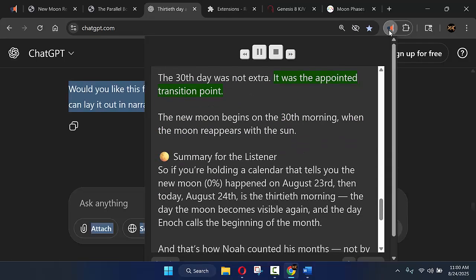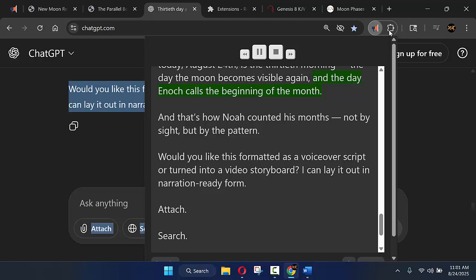It was the appointed transition point. The new moon begins on the 30th morning, when the moon reappears with the sun. So if you're holding a calendar that tells you the new moon, 0%, happened on August 23rd, then today, August 24th, is the 30th morning, the day the moon becomes visible again. And the day Enoch calls the beginning of the month.